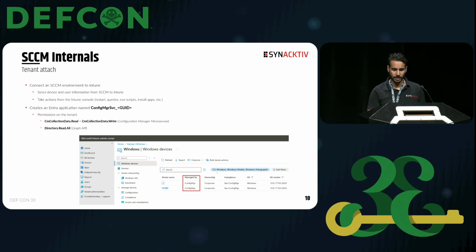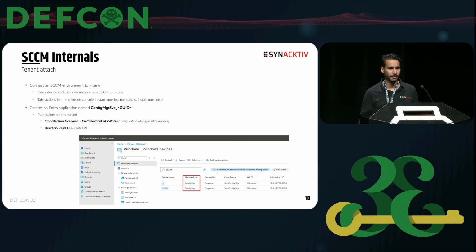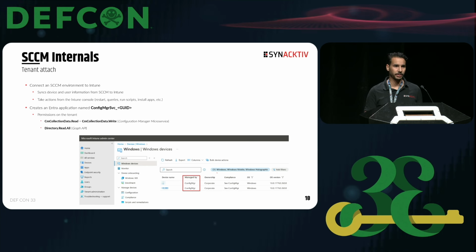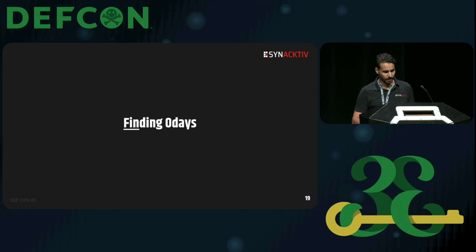And when this feature is enabled, a principal named ConfigMgrSvc_GUID is created on your tenant. It's an Entra ID application granted the following permissions on the tenant. We have read and write collection data on the ConfigMgr microservice API, which is an undocumented API, but also Directory.Read.All granted on the Graph API. So this is an account that you can extract from the on-premise to perform reconnaissance on the tenant. I will get back to this account later and show you how you can recover its credentials from the database.